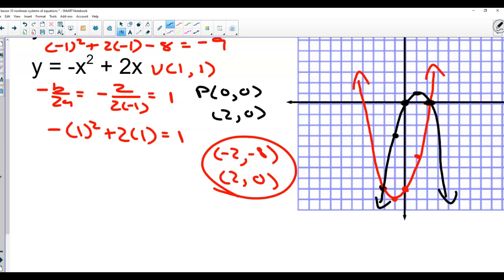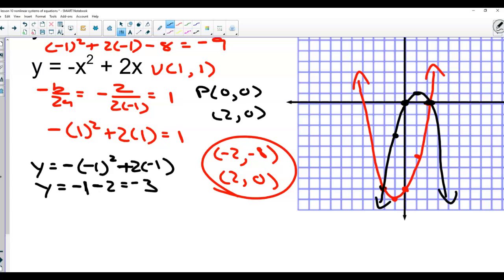So I'm going to write now, plug -1 in for x. -1 squared minus 2 times -1. Oops, plus 2 times -1. That's going to be a 1 minus 2. That's -1. So -1, -3 is a point on my graph. That doesn't hit the other graph, so that's not the point of intersection. So let's try -2.